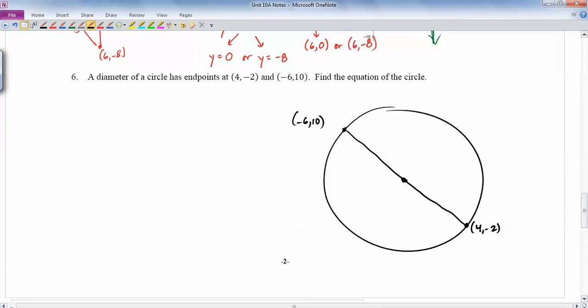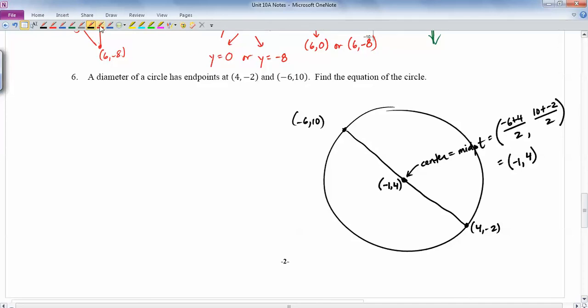Okay, so the center is the midpoint of that segment. So to get a midpoint, you could average the x's and the y's. So it'd be negative 6 plus 4 over 2, and 10 plus negative 2 over 2. So I'm just averaging the x's and averaging the y's. If you work that out, you get negative 1. Let's see, negative 2 over 2 is negative 1, and 8 over 2 is 4. So the center point is now negative 1, 4.